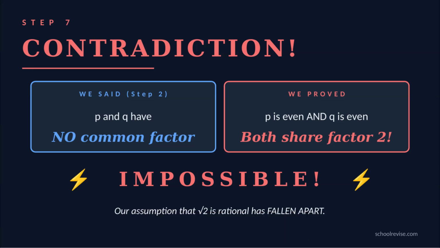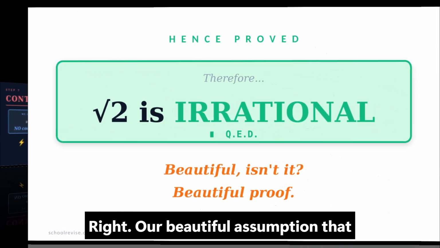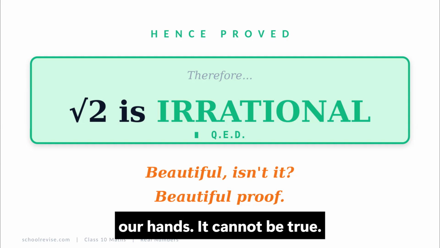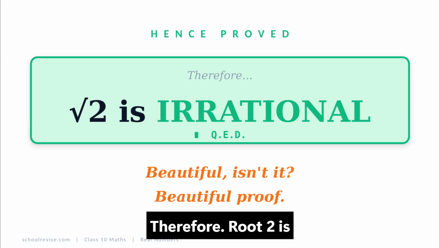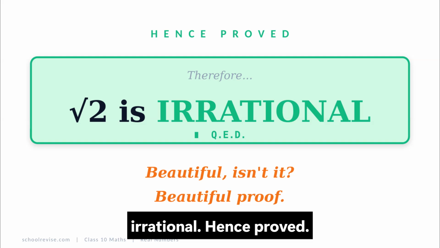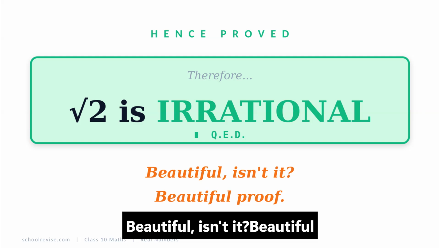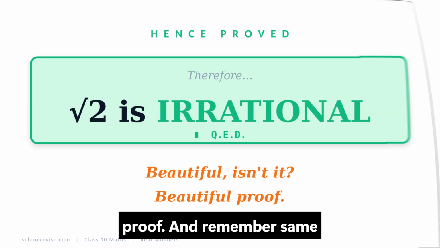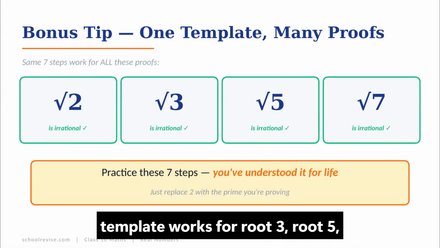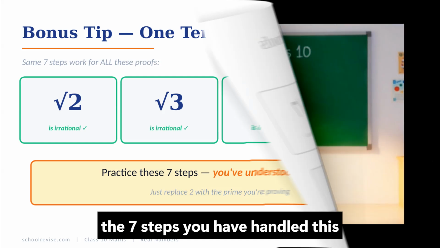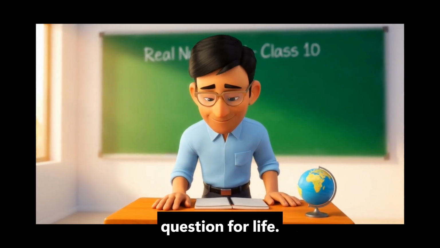Contradiction. Right? Our beautiful assumption that root 2 is rational has fallen apart in our hands. It cannot be true. Therefore, root 2 is irrational. Hence proved. Beautiful, isn't it? And remember, the same template works for root 3, root 5, root 7, root 11. Practice the 7 steps. You have handled this question for life.